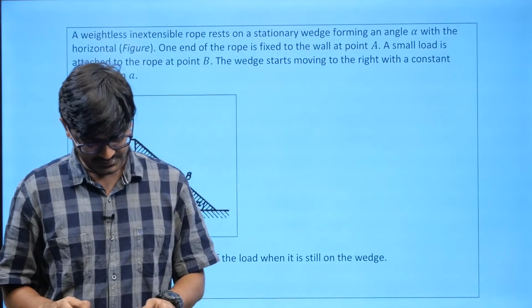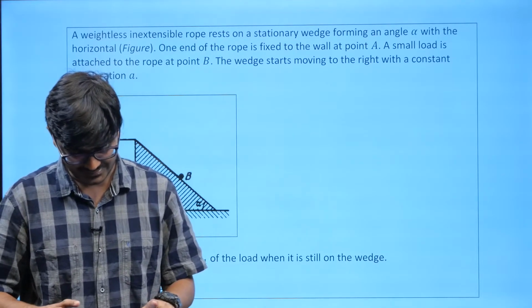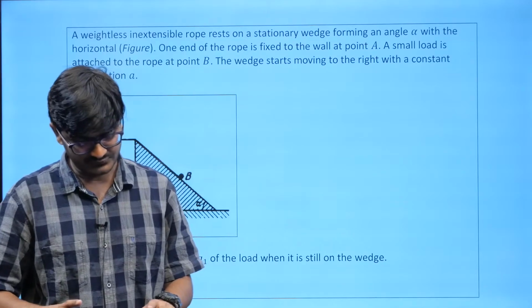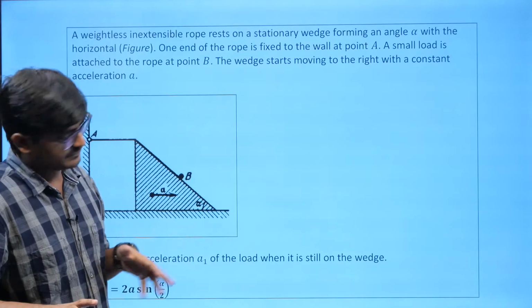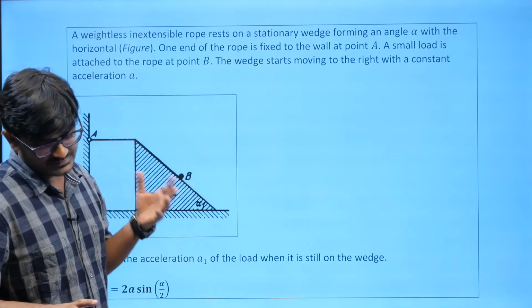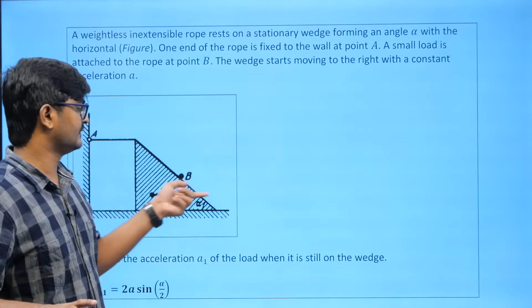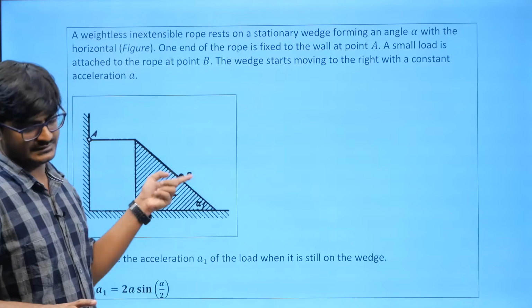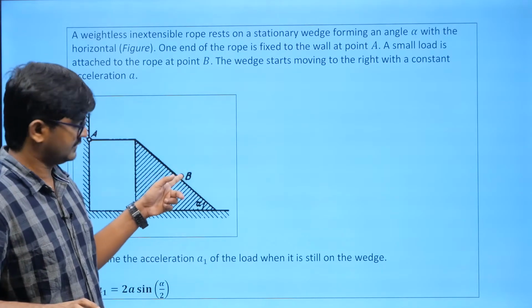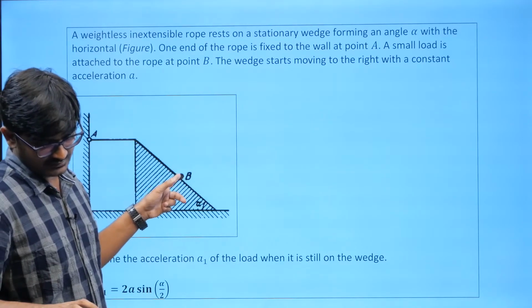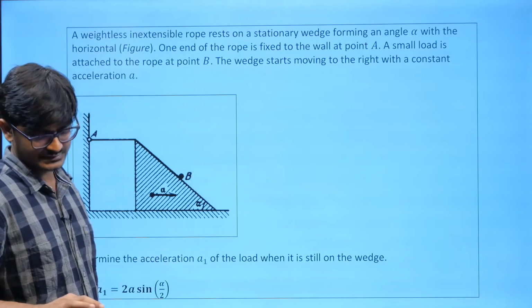Now the next question. A weightless inextensible rope rests on a stationary wedge forming an angle alpha with the horizontal. One end of the rope is fixed to a wall at point A. A small load is attached to the rope at point B. The wedge starts moving to the right with constant acceleration A. You need to find the acceleration of the load when it is on the wedge. Only the wedge acceleration is given, and they are asking you to find this acceleration.